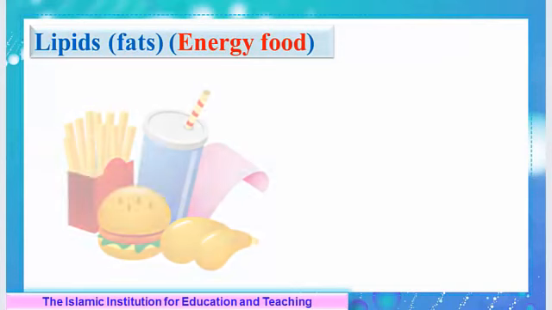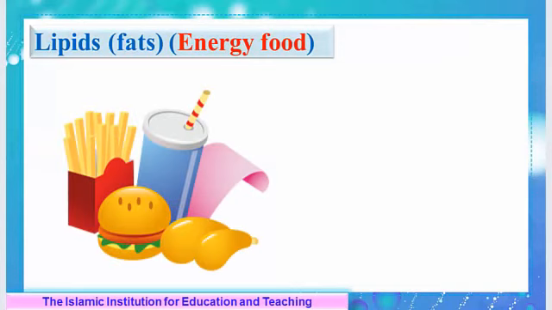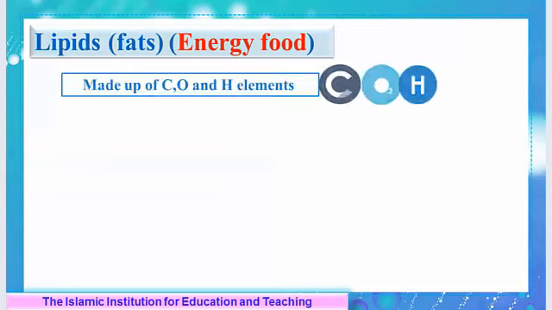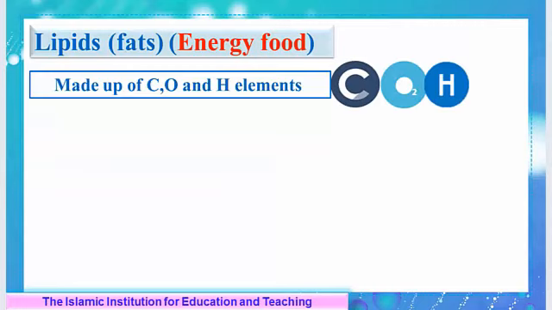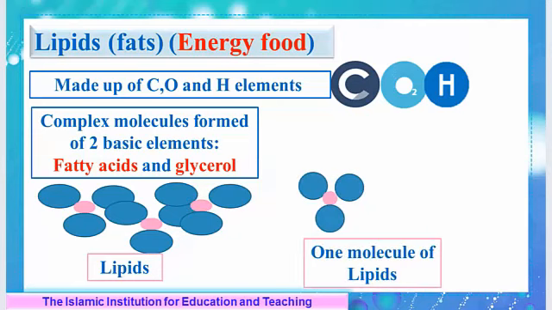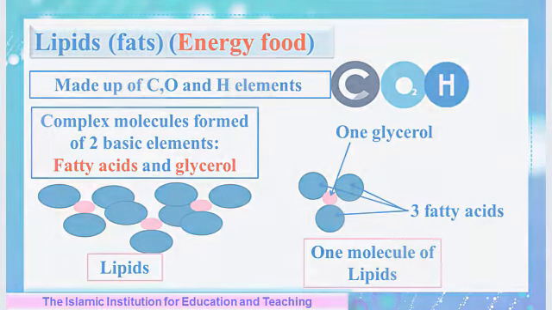I know that you all love fast food, but your parents do not allow you to eat them regularly because such food contain large amounts of fats that we call lipids. Lipids are made up of carbon, oxygen, and hydrogen elements. They are complex molecules formed of two basic elements, which are fatty acids and glycerol. Every single lipid molecule is formed of one glycerol and 3 fatty acids.